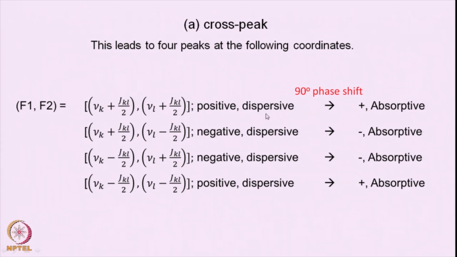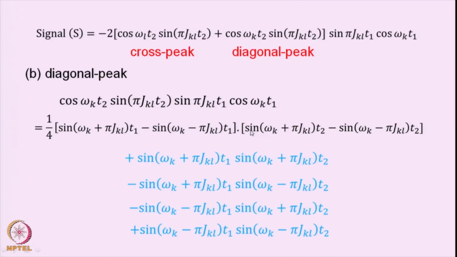So when I do this 90 degrees phase shift, the sign does not change. So I get a plus absorptive, minus absorptive, minus absorptive and plus absorptive. Therefore the 4 components will have the plus minus minus plus structure with absorptive line shapes. Now let us look at the diagonal peak. The diagonal peak has cosine omega k t2, sin pi J kl t2, sin pi J kl t1, cosine omega k t1. Notice it is the same kind of structure as it was in the cross peak, except that we have omega k frequency here.